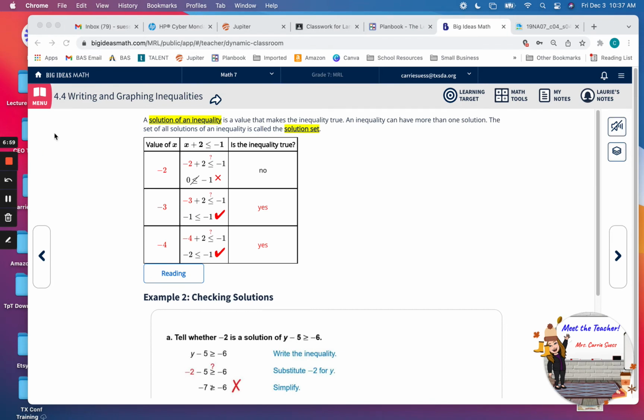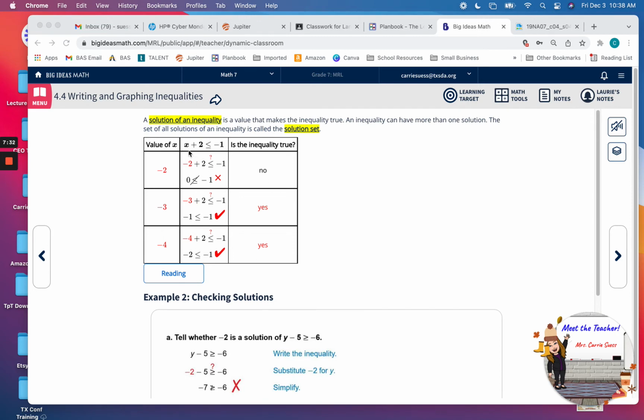All right, so you've been writing inequalities. A solution of an inequality is a value that makes the inequality true. Essentially, whatever number you put in for that variable, x or y, you plug a number in there, and it makes the left side true compared to the other side. A set of all solutions of an inequality is called the solution set. So for example, look at this chart that they did.